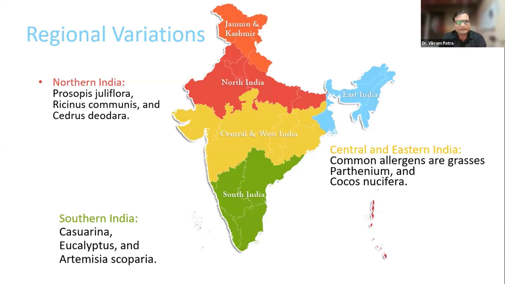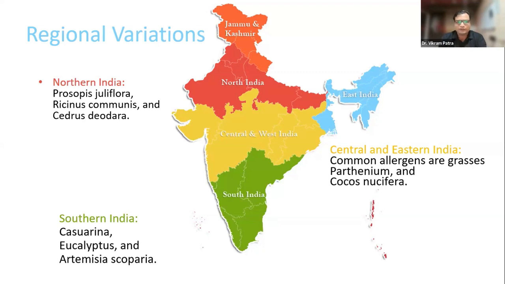In the northern area, if I consider the Himalayan belts, there we get birch and alder, which is similar to what we get in European countries and temperate zones. In the subtropical and tropical areas like northern India, we get Prosopis, Zulifera, Ricinus communis. In central and eastern India, we get common allergens like grasses, Parthenium, and Cocos nucifera. In southern India, we have Artemisia and Eucalyptus as common allergens.